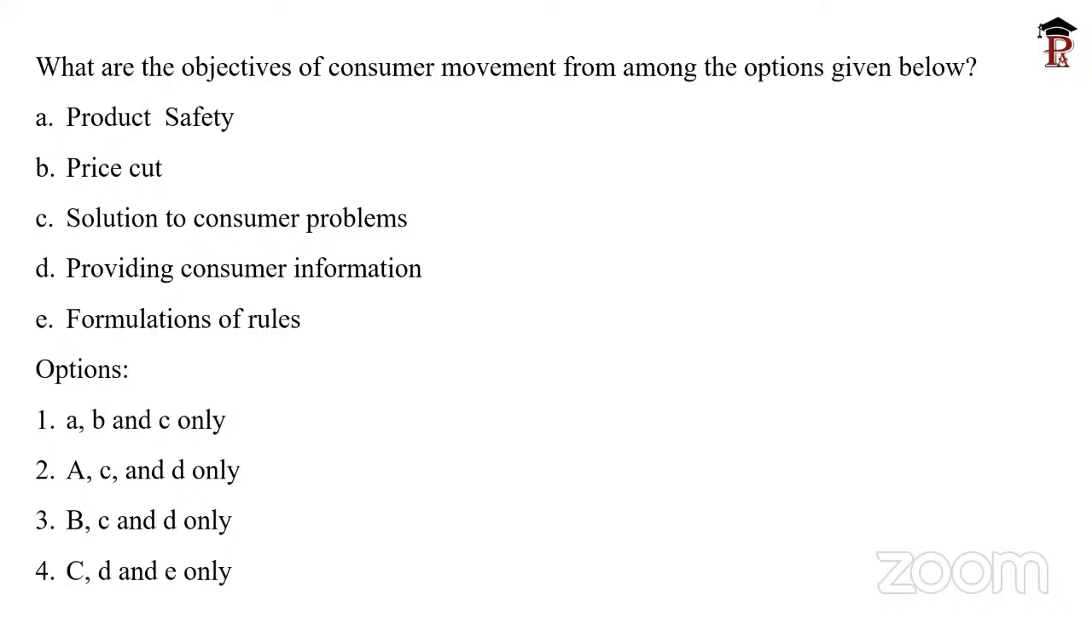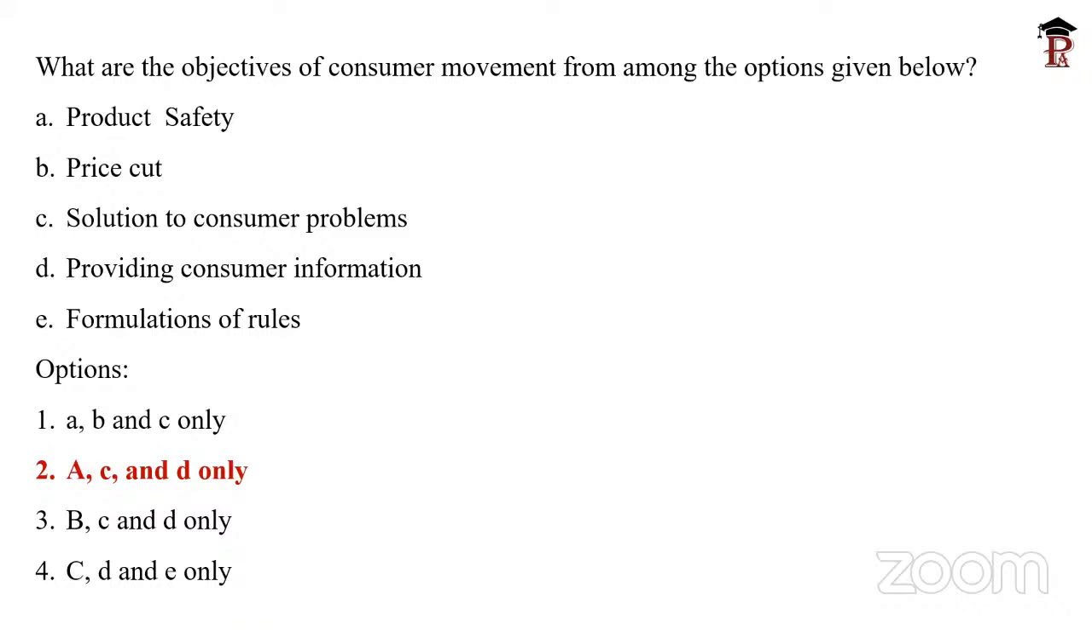Okay. A, C, D only. Anyone else? I'll wait for you people. Take your time. No rush. Only 3 people are gonna answer me. No problem. I'm happy. So yeah, second is correct. A, C, D, which is product safety, solution of consumer problems, and then we have providing consumer information.